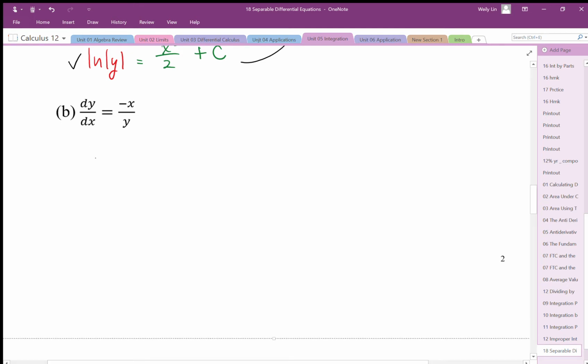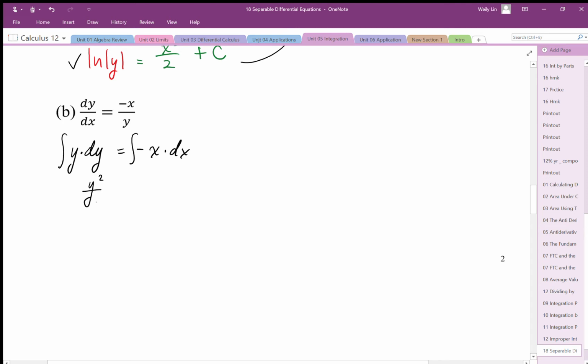So I'm going to do y times dy on this side. And so basically I'm cross multiplying. I'm going to do x times dx on this side. And then I'm going to sum up both these sides. Okay. And since this is compatible, y with dy, x with dx, I can easily integrate this.